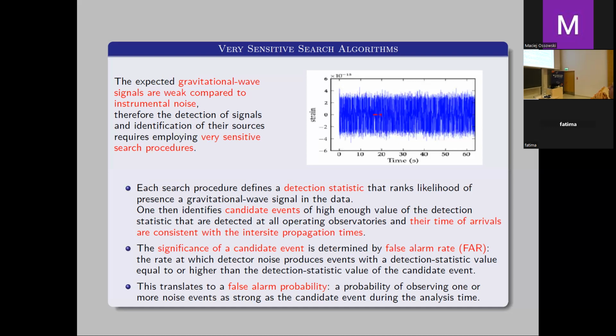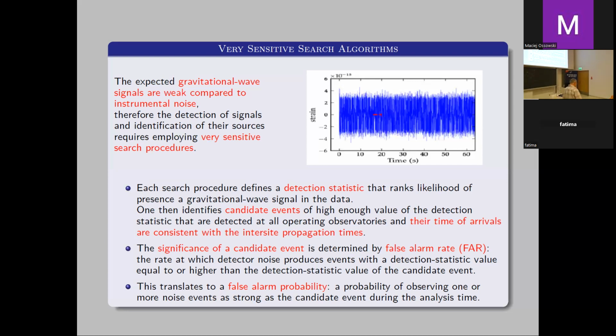In fact, the situation is even worse because here we see that the duration of the signal is a few seconds. That is not the case for the signals from coalescence of two black holes. Here we have tenths of 1 second only. And you see that the amplitude of the signal is roughly 1,000 times smaller than the amplitude of the instrumental noise. And as I said, this is a strong signal.